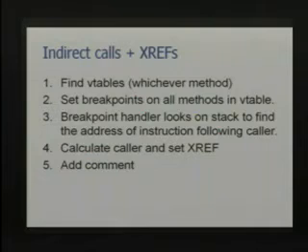So this is the algorithm that I've been using to look at indirect calls and cross-references using runtime. So first you find the vtables. There's different methods to find it. You could use one of the ones listed earlier.